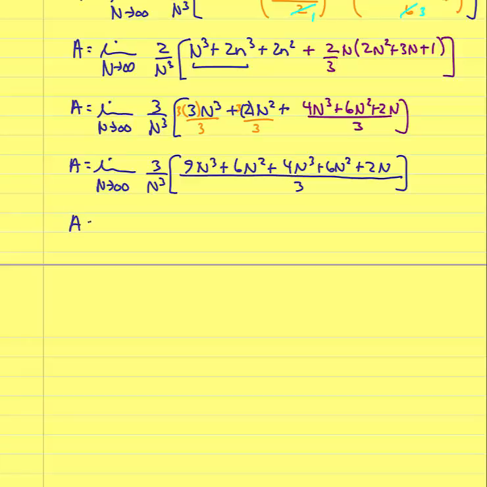Okay, let's simplify one more step. A equals limit as n approaches infinity. Okay, so let's think about simplifying this a little bit if we can. As we're simplifying, I see that the 3's will cancel.